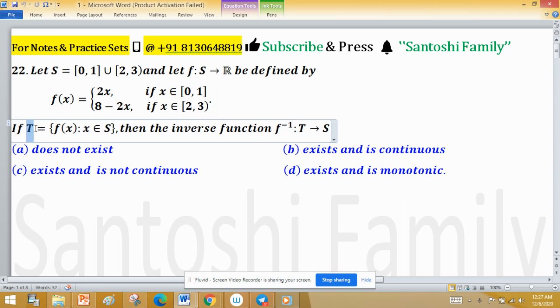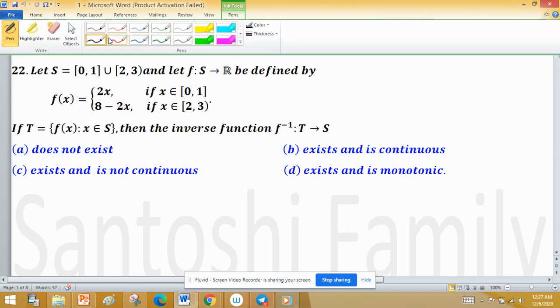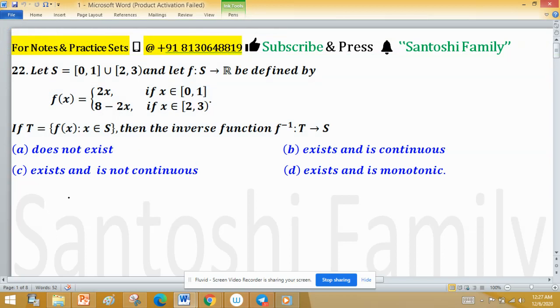If T is defined as the image set of f, or you can say f(x) such that x belongs to S, then the inverse function f inverse from T to S: Option A, does not exist; Option B, exists and is continuous. Option C is exists and is not continuous. Option D is exists and is monotonic. Four options are given to us and we have to find the right one.